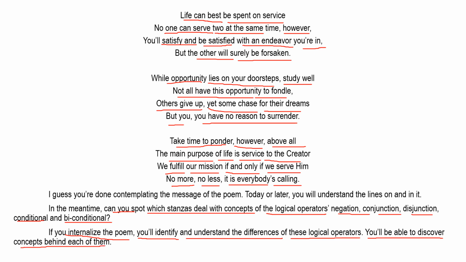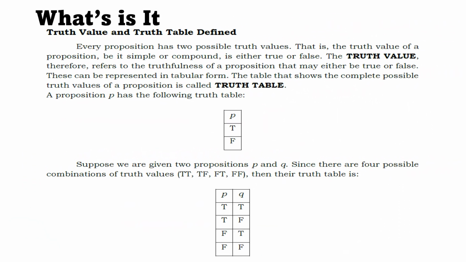With the concept of these logical operators, we are now dealing with the truth values of a proposition. That topic will be discussed in this module. Now let's deal with this. What is it? The truth value and the truth table defined. Every proposition has two possible truth values. It can be true or false. That's how we define a proposition.